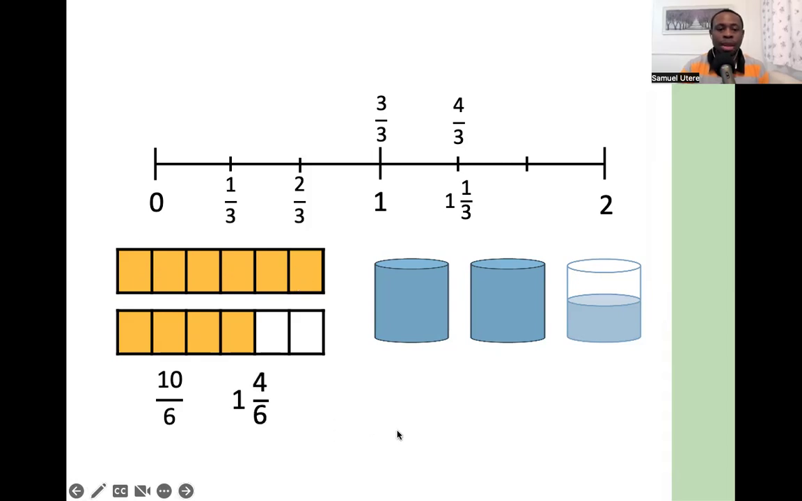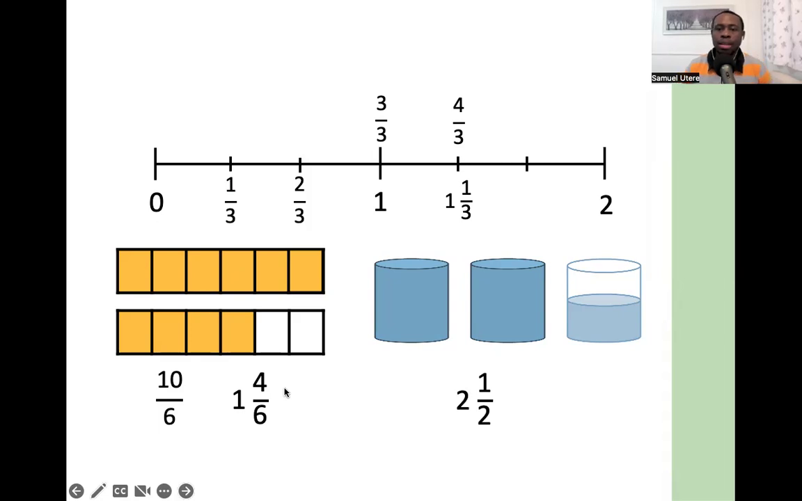Now, how would we write this as a mixed number? You can see that the whole is shaded here. So that is 1. And then you can see that 4 out of 6 is shaded. So we'll write 4/6. And of course, you can simplify this if you want to, but we don't really need to. Let's keep it that way.